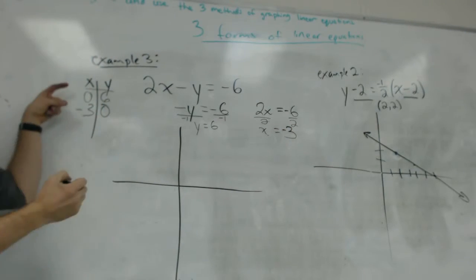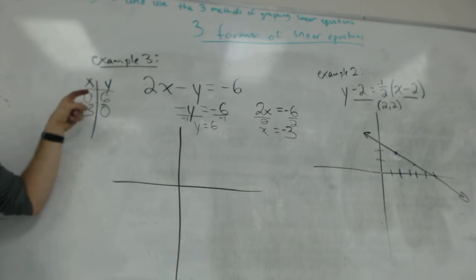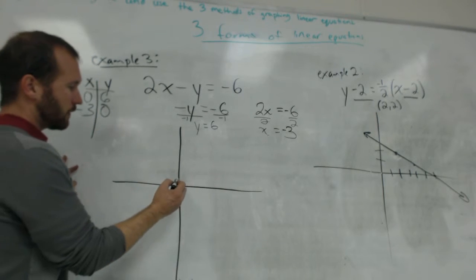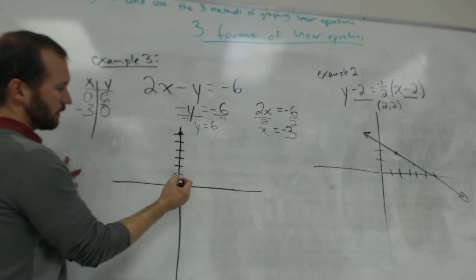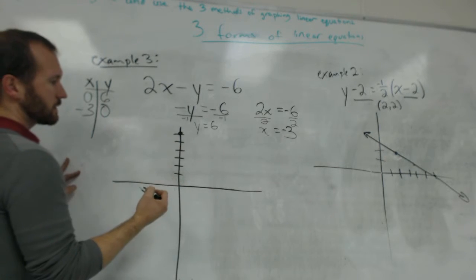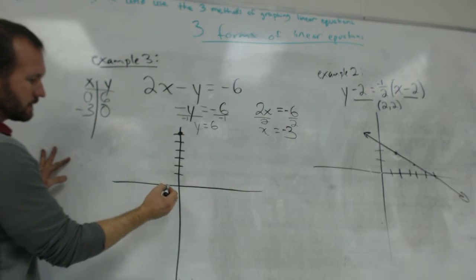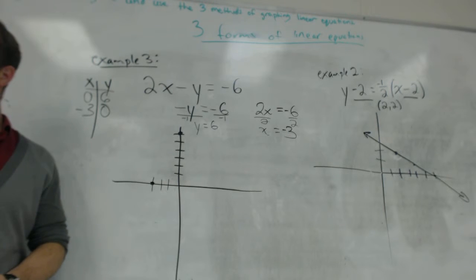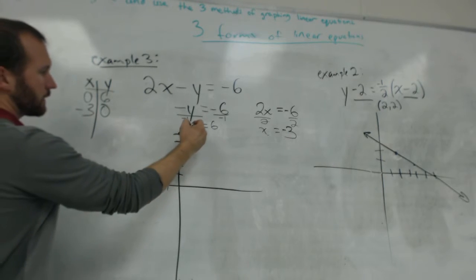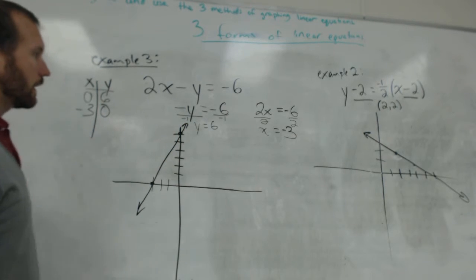Now I have 2 points in my t-chart, so I can actually put those together and graph them. If x is 0 and y is 6, that would be the point right here. 1, 2, 3, 4, 5, 6. If x is -3 and y is 0, that would be the point right here. I can connect those two with a line, and I have my graph.